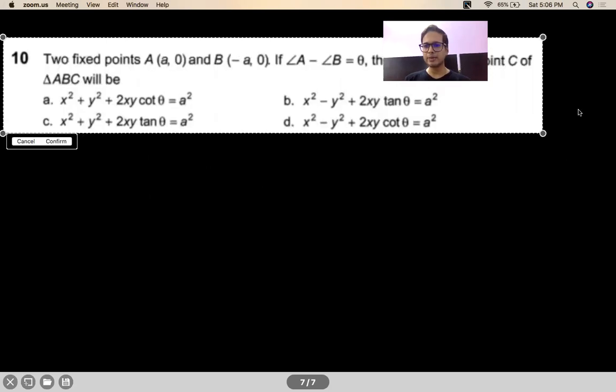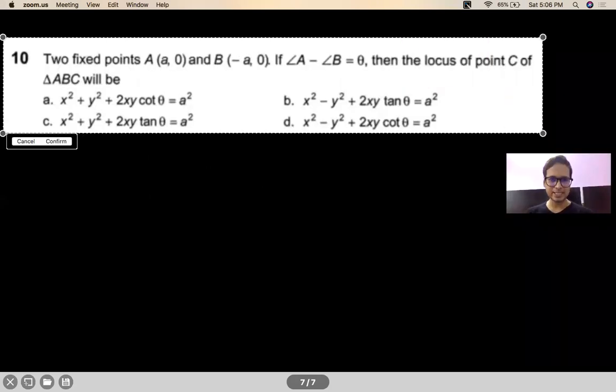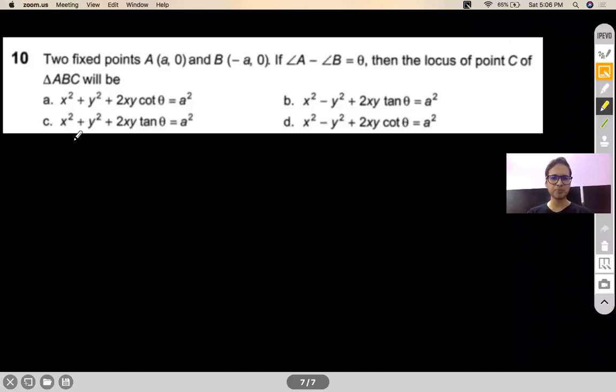So there are 2 points A and B whose coordinates are given to you. If angle A minus angle B is theta, then locus of point C of triangle ABC. Okay, they're forming a triangle. Okay, they gave that information pretty late in the question.